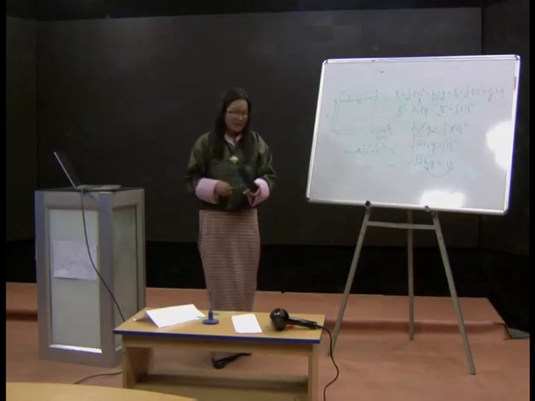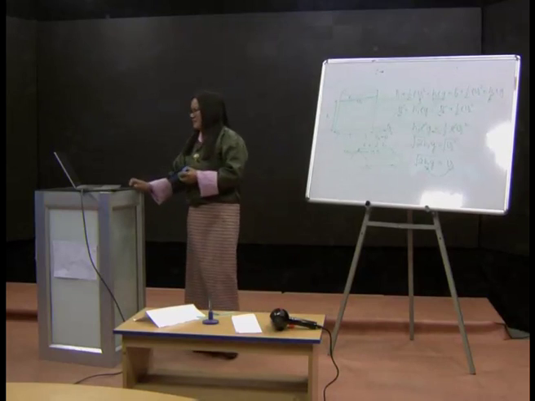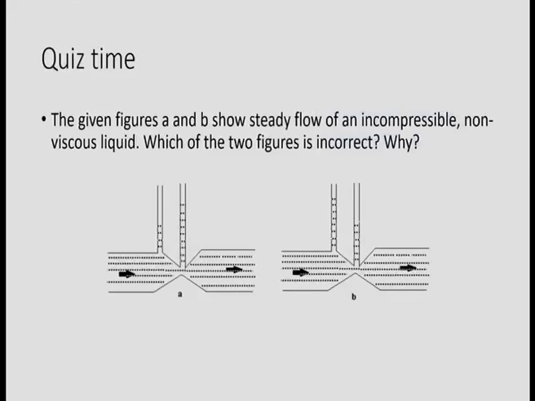Okay, now quiz time. You can see there are two pictures from what we learned today. Equation of continuity, Bernoulli's equation or principle. Can you tell me whether diagram A or B is correct? You can read the question. So, you have incompressible non-viscous liquid flowing. Which of the two figures is incorrect, or which one is correct? A or B, which one is correct? I will give you 10 seconds.